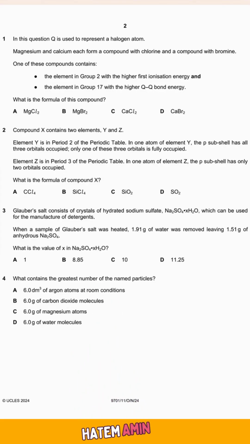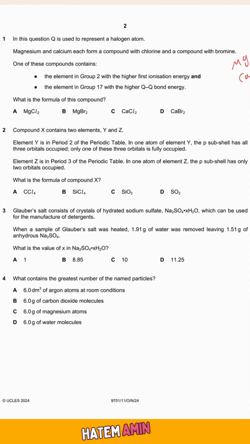Question number 1 in multiple choice. Magnesium and calcium each form a compound with chlorine or a compound with bromine. So we have here magnesium and calcium. Both of them are making compounds with chlorine or bromine. How can we detect this compound? So they give us some information.